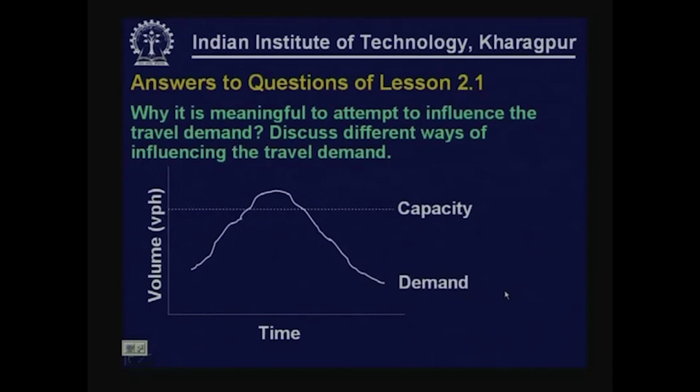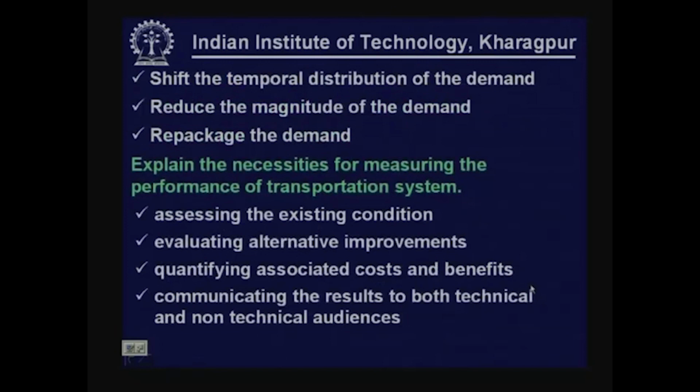Why is it meaningful to attempt to influence the travel demand? Discuss different ways of influencing the travel demand. Most of the cases you find demand is more than the capacity only for certain hours. So, rather than increasing the capacity, it is better to see if we can distribute the demand over a period, where even for a small period the demand is more than the capacity. Can we, instead of adding or enhancing the capacity, redistribute the demand and manage with the existing capacity? So, there are different ways: shift the temporal distribution of the demand, reduce the magnitude of the demand, or even go for the repackaging of demand.